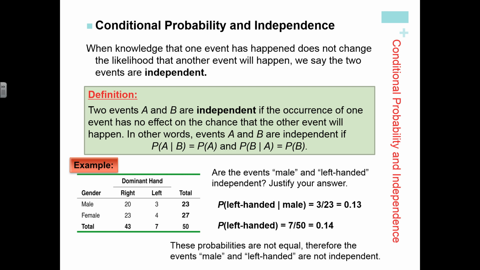All right, so to sum it up, it says these probabilities are not equal, therefore the events male and left-handed are not independent. They are influencing each other in some way, some shape, some form.